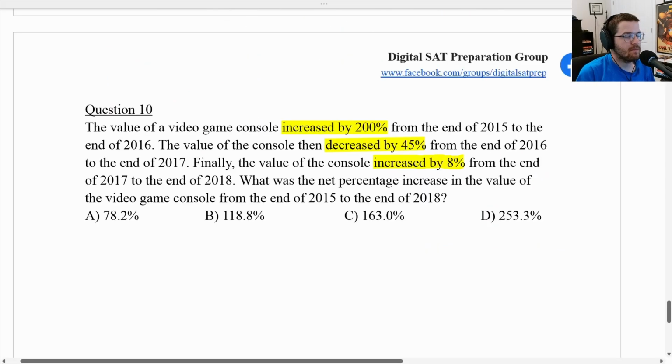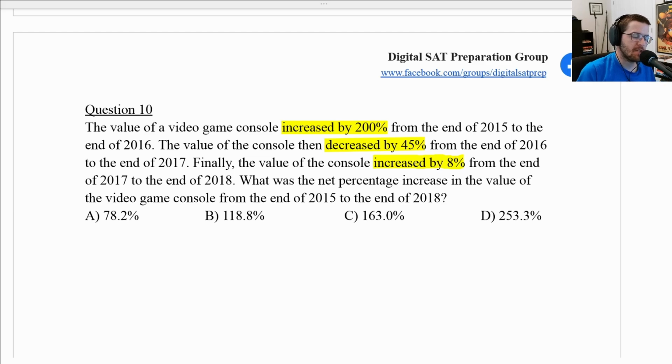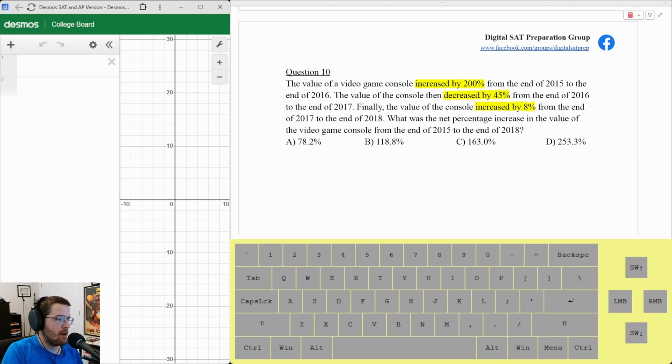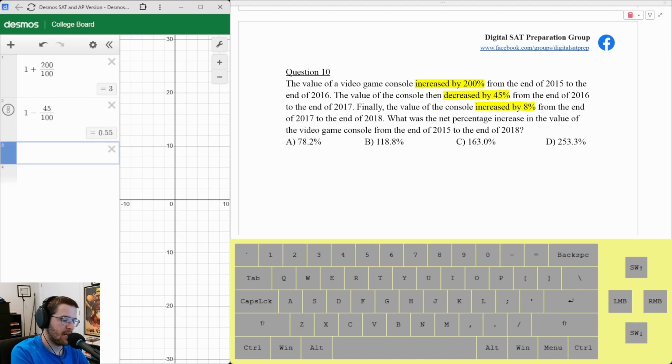Okay, question 10. Go for this one. Not really much of a relations question, but in the same vein. So what we're going to do is we have a bunch of percent multipliers in a row. Why don't we first go find all of those? So we got a 200% increase, 1 plus 200 divided by 100. Then we got a 45% decrease, 1 minus 45 divided by 100. And then we got an 8% increase, 1 plus 8 divided by 100.